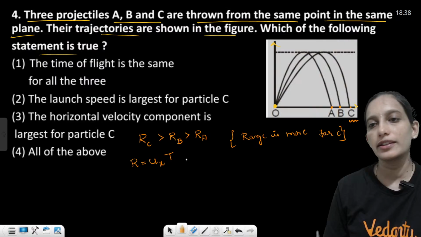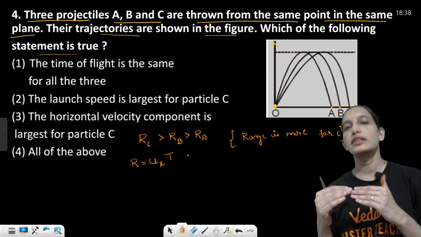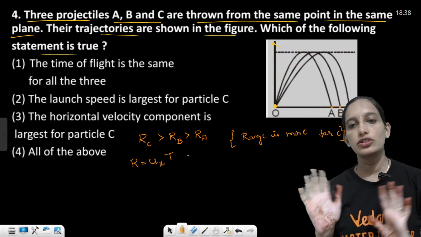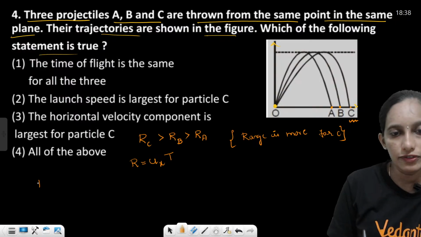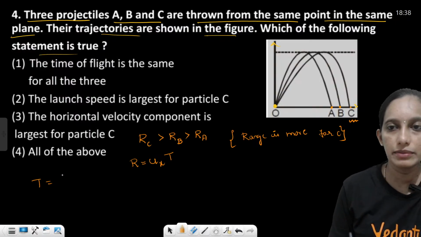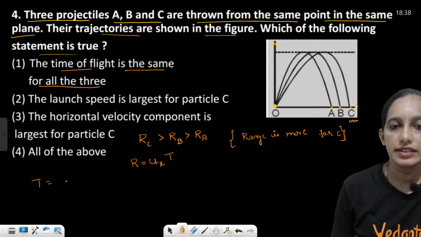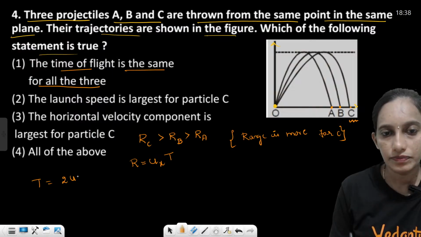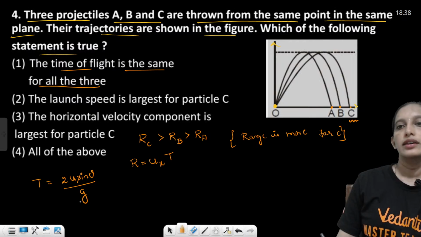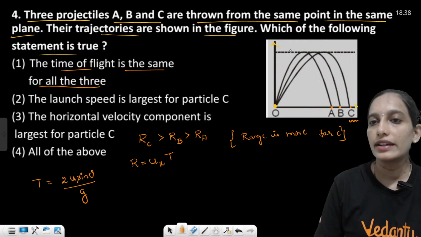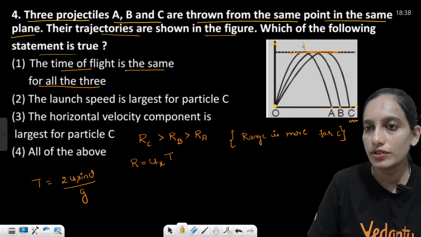You can write ux into t, right? Horizontal distance traveled is horizontal velocity into time. Okay, so now consider the time of flight equation first. What does the time of flight come to? Because here the first option says time of flight is the same for all three. What is the time of flight equation? 2u sin theta by g. Okay. Now observe the diagram: the maximum height reached is the same.